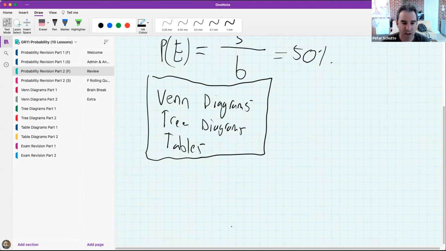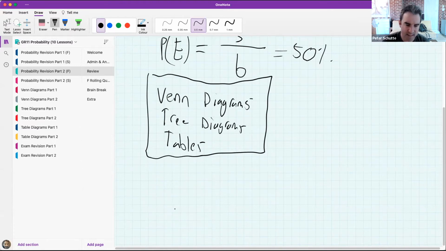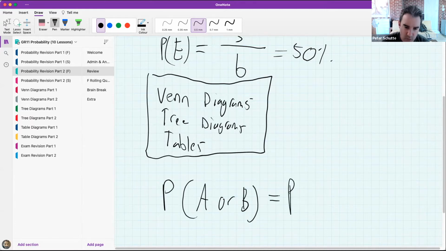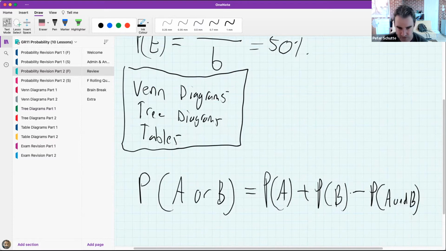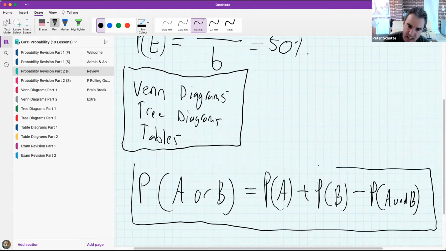Then the other thing that we're going to spend a little bit of time on today is identities. And if we talk about sets, there's one identity that's going to come up today, which is that the probability of A or B is equal to the probability of A plus the probability of B minus the probability of A and B, which looks a bit strange the first time you see it. So I just want to point that out at the moment. It's going to come up in the questions today, and we're going to learn it as we go.